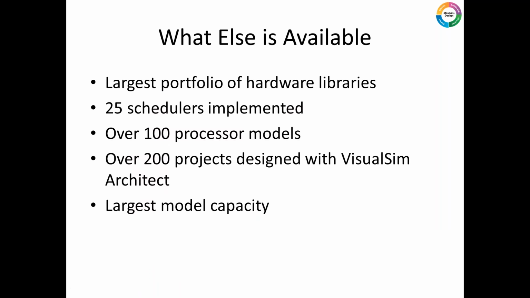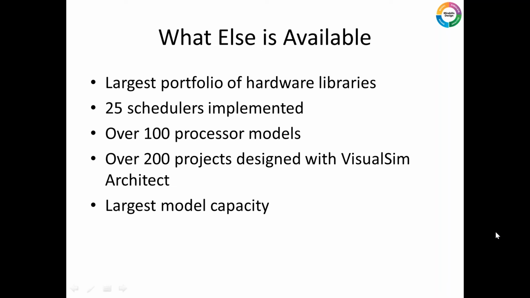Now, RAD750 is there, but as I talked about, you can actually go beyond just including the RAD750 in your system. One of the key things is that we have the largest portfolio of hardware libraries, and I'll be talking about that in a second. We also have over 25 schedulers that we've implemented internally. So those are also available for you to experiment with additional scheduling options on implementing your software tasks onto the platform itself. We have over 100 processor models. We've got over 200 projects that are being used around task scheduling and hardware sizing with VisualSim. One of the key things is we have probably the largest model capacity that you can do with any system model.